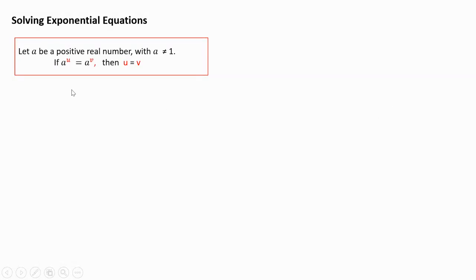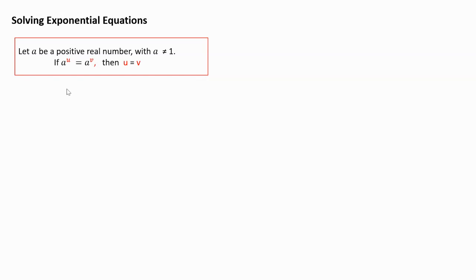Okay, now here's the first example of solving exponential equations. This is like the rule. It says, let a be a positive real number with a not equal to 1. Okay, now here's a condition.